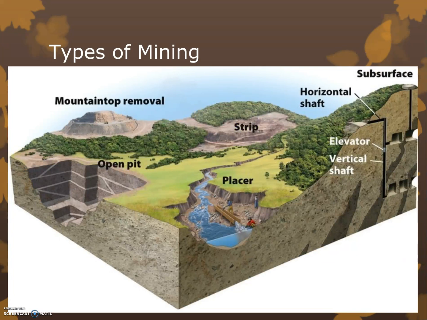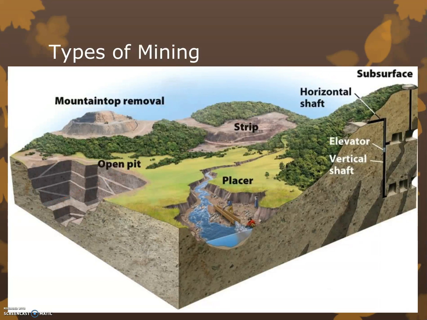Types of mining. So this diagram shows us different types of mining. Surface mining, mineral and energy resources are extracted near Earth's surface by removing soil, subsoil, and overlaying rock. It's more common because it's less expensive. There's open pit, which is here, or there's strip mining, which is shown over here.